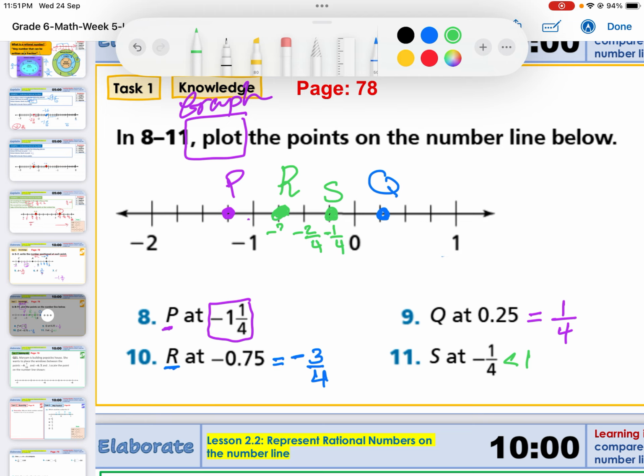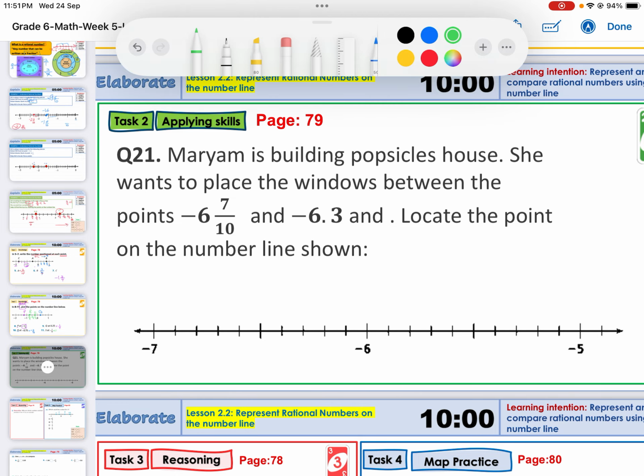Now let's solve one real life application about it. Okay, so we have Mariam is building Popsicle's house. She wants to place the windows between the points. You got the 2 points, you need to circle them. Okay, then what's the question asking you? They're asking you to locate. The meaning of locate here is the same meaning as plot. Okay, guys? So we're gonna plot the points.